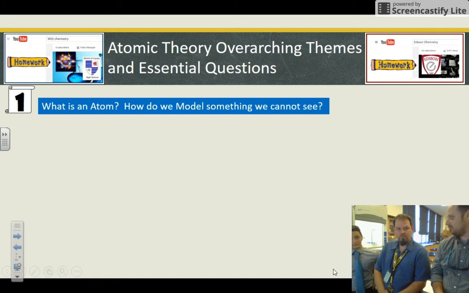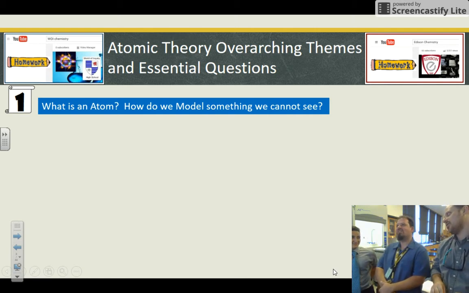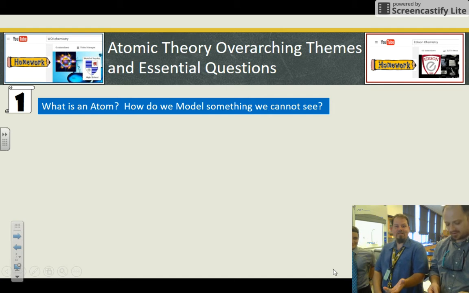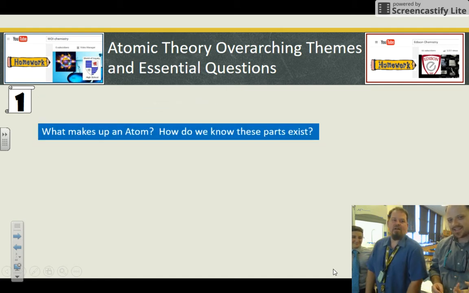What is an atom? How do we draw it? How can we even model something we can't see? Don't answer. We're not supposed to answer these questions right now. That's why you're going to do the unit, because in the unit you will be able to answer these.